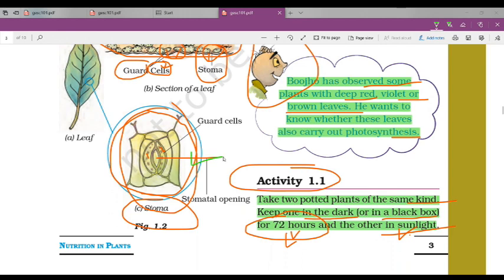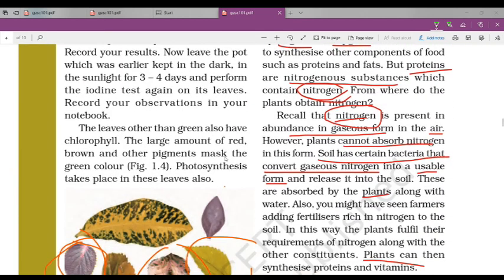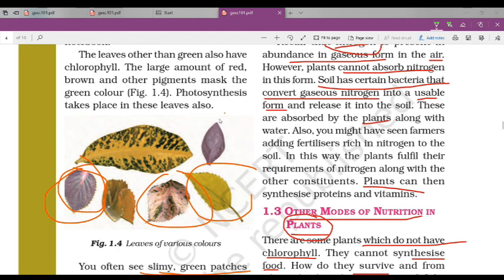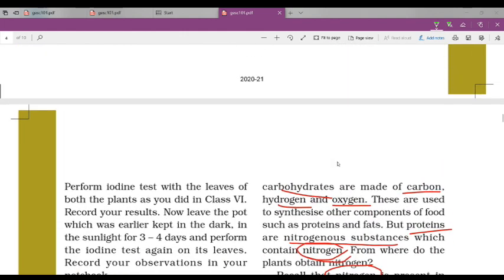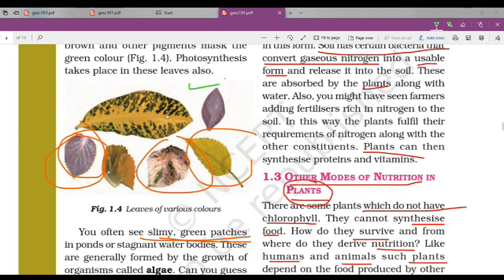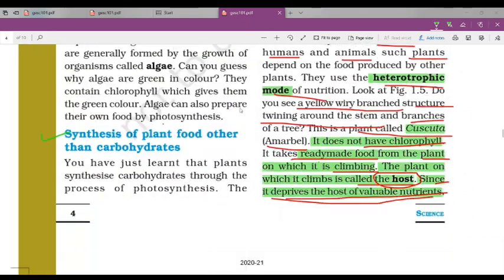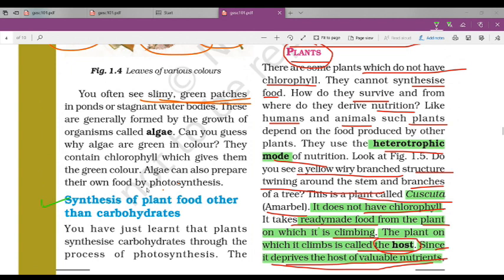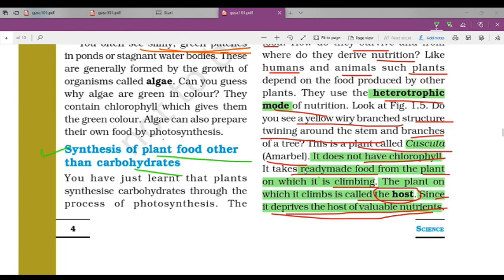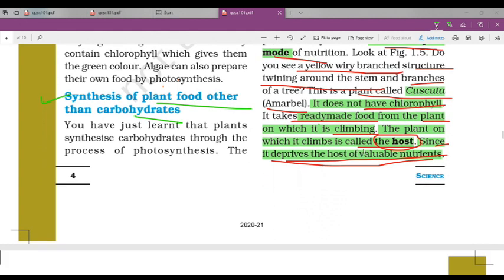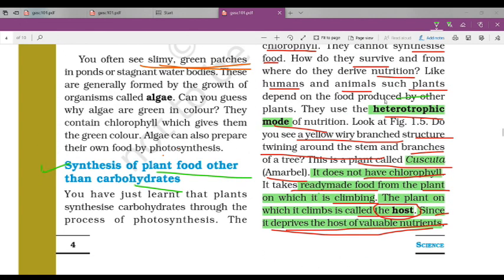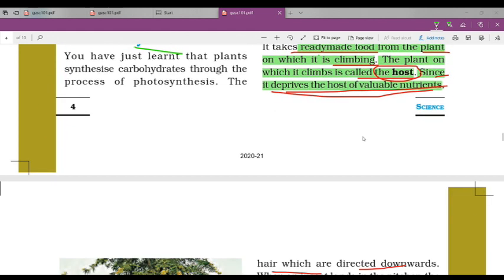We get to know about the structure of stomata. We have done an activity to understand how sunlight is important for the process of photosynthesis. Then we have studied the synthesis of plant food other than carbohydrate, where we get to know how protein is formed in the plants. Then we have studied the heterotrophic mode of nutrition.